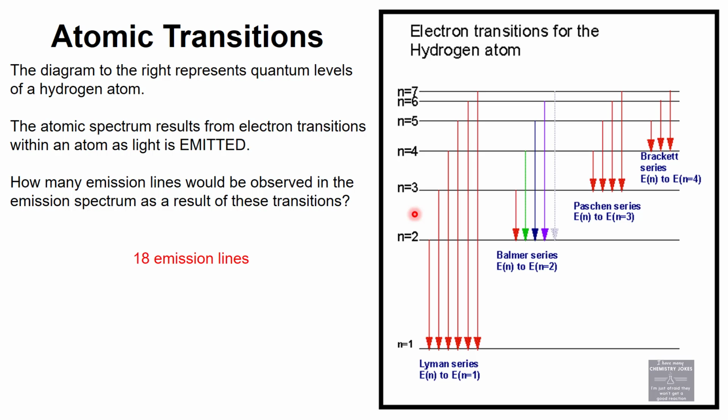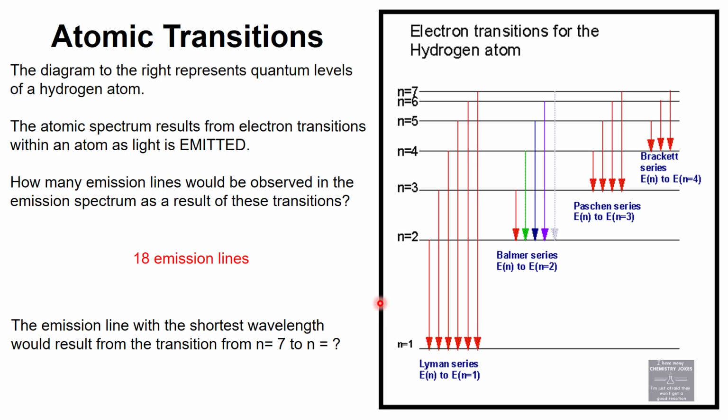I said not all of them are in the visible region. In fact, only the Balmer series is in the visible region. Red, green, indigo, and purple all appear in the visible region, but everything else is not in the visible region for hydrogen. Okay. The emission line with the shortest wavelength would result from the transition from 7 to what? Shortest wavelength and energy are inverse, so shortest wavelength means biggest energy. Biggest energy means longest line. Obviously, that's 7 to 1.